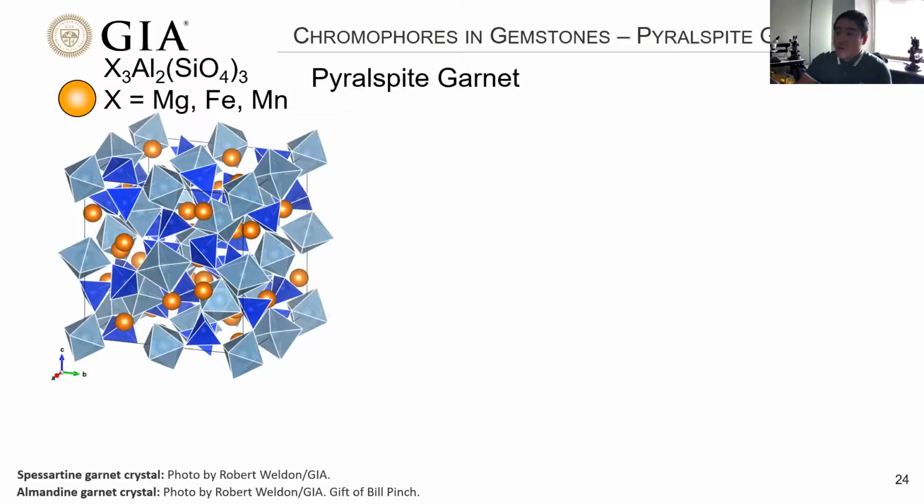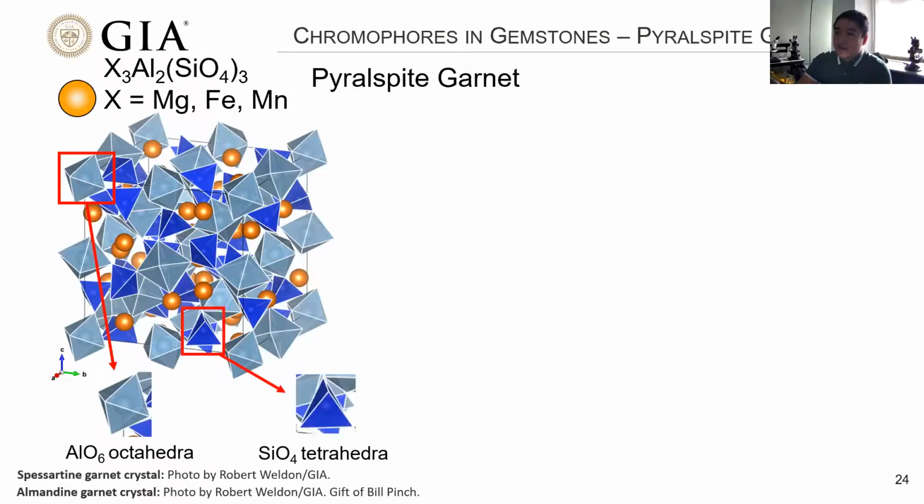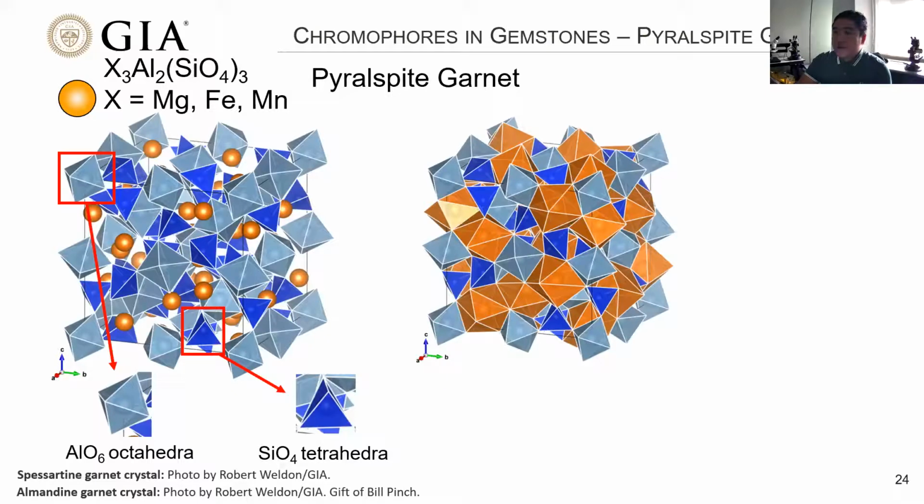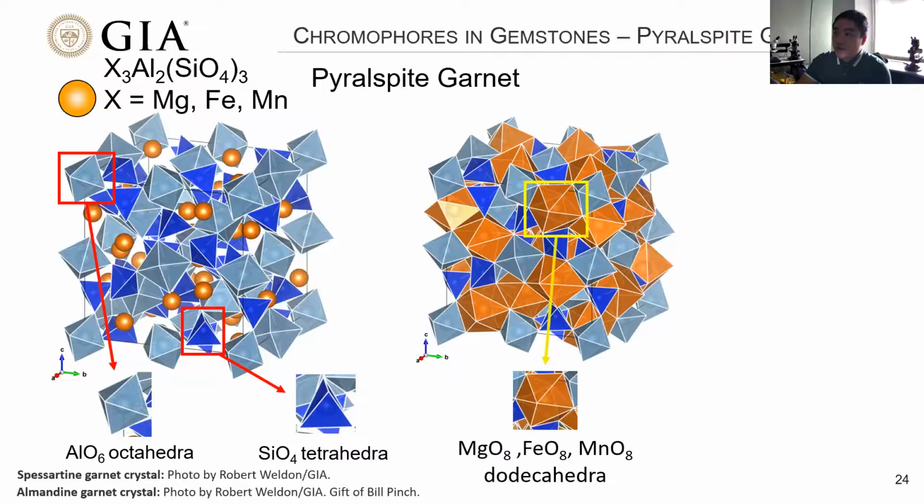Pyralspite garnet has its Y site, the octahedral site, occupied by aluminum. Silicon oxygen tetrahedra and aluminum oxygen octahedra share corners to form a 3-dimensional framework. Within these, there are cavities that can be described as triangular dodecahedra of 8 oxygens, which contain X-site ions. In this case, the X-sites are usually mainly occupied by magnesium, iron, or manganese.